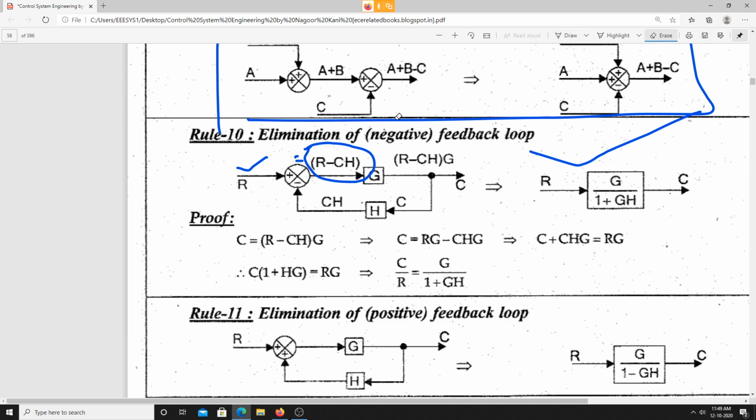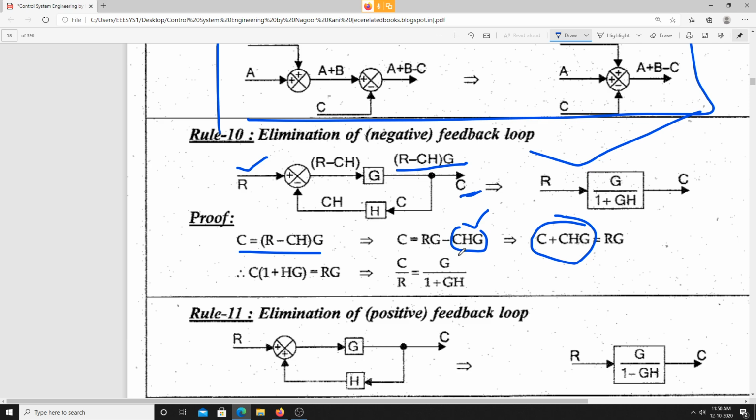And here we have one more functional block. The error signal is given to this particular functional block. So the output of that functional block is G into R minus CH. Now C is nothing but what? C equals R minus CH into G. Or else this can be written as RG minus CGH. Now I am just bringing this CGH over here, so it will be RG equals C plus CGH.